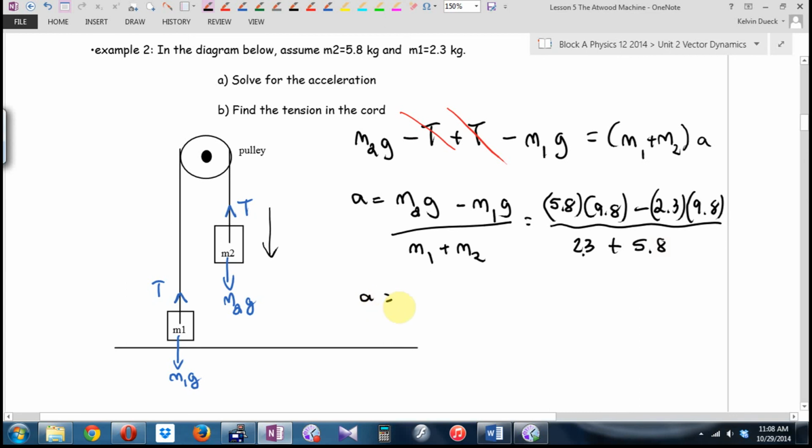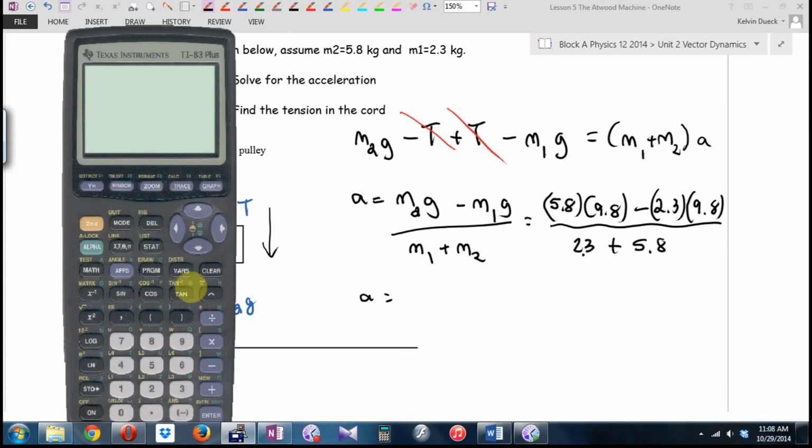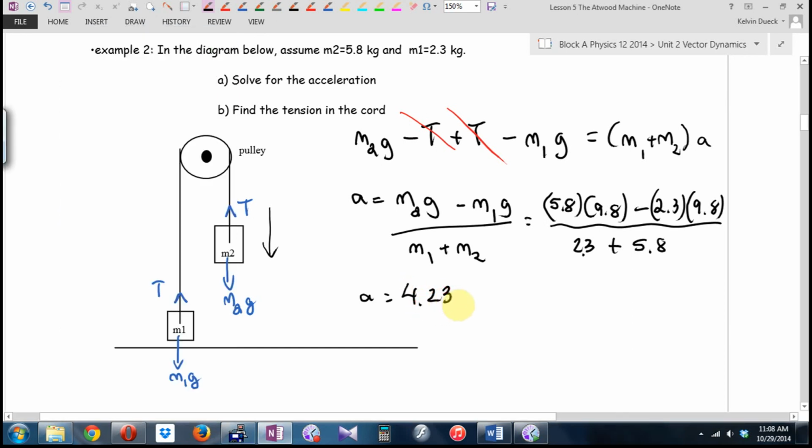Is there more than one number on the top? Brackets. Is there more than one number in the bottom? Brackets. I would type it like this. Open the top. 5.8 times 9.8 minus 2.3 times 9.8. Close off the top. Divided by, open the bottom. 2.3 plus 5.8. Close off the bottom. I end up with 4.23 blah, blah, blah. I'll write 4.23, but I'll store this on my calculator. Units, meters per second squared. And that's my answer for part A.